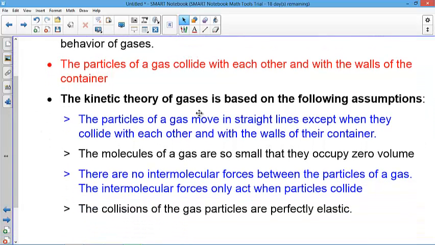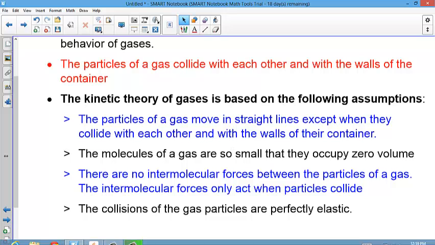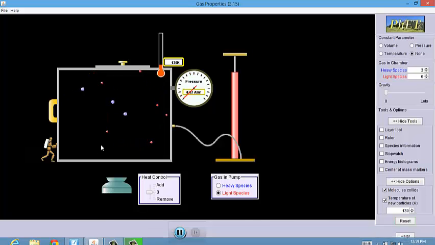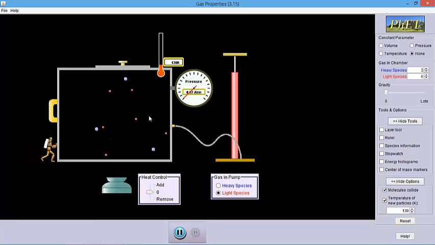The kinetic theory of gases is based on the following assumptions. Number 1, the particles of a gas move in straight lines except when they collide with each other and with the walls of the container. So we are saying that each and every particle that we're having here, which is a particle of a gas, is going to be moving in a straight line. There is no way that it is going to change direction unless it collides with another particle or unless it collides with the wall of the container.